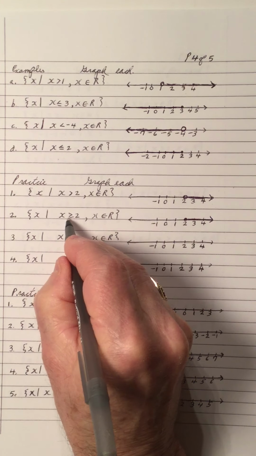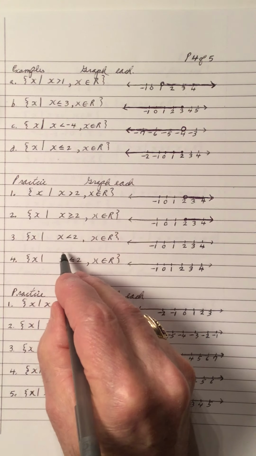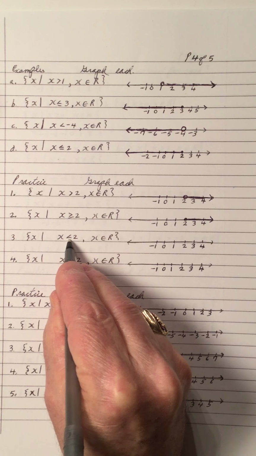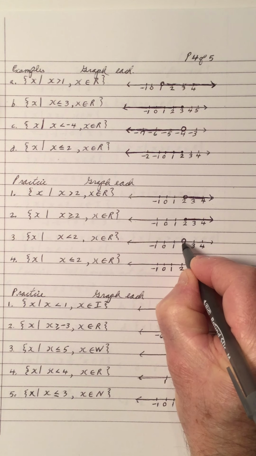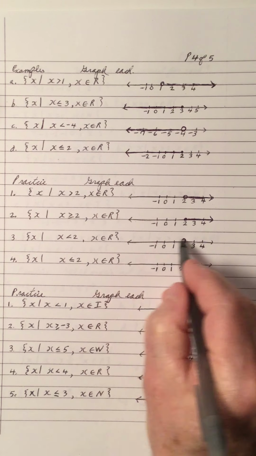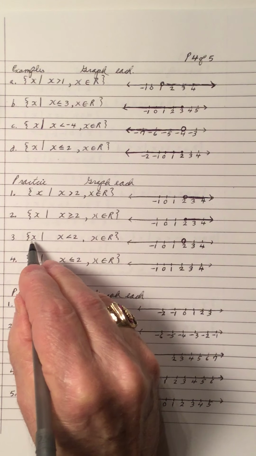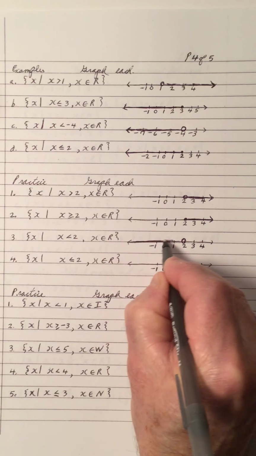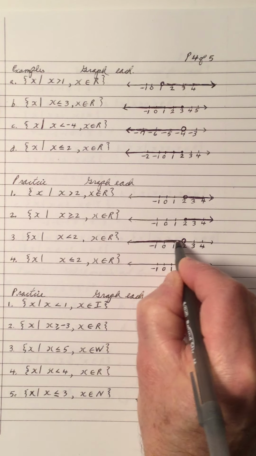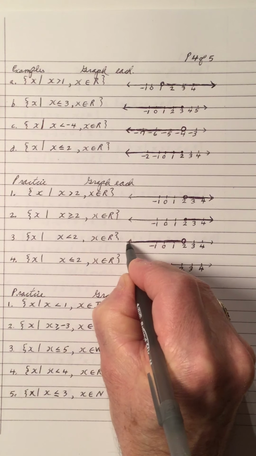How do I know greater? Because it's pointing to the right. Greater is to the right. 2 is not included here, so 2 is hollow. There's a hollow dot. Real numbers mean shading, but I shade to the left because it's left. So there it is. Big arrow.